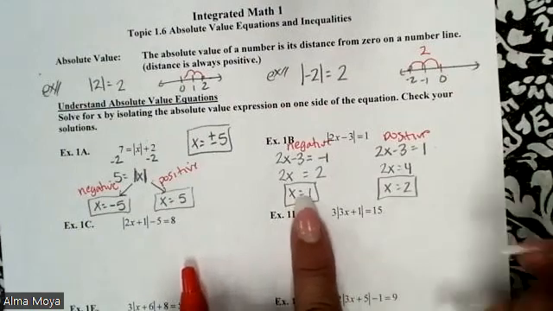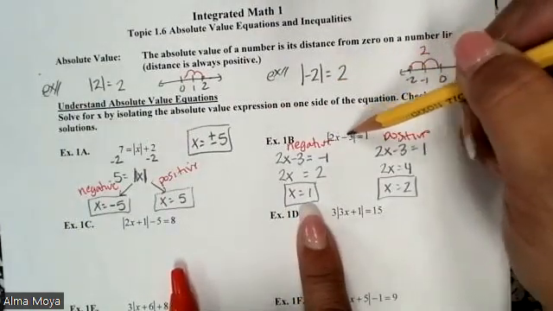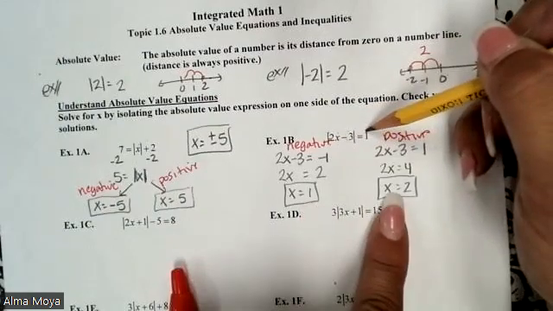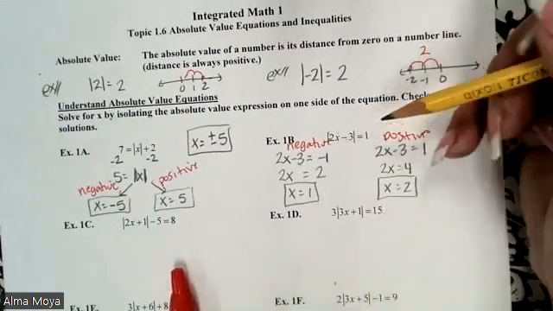If we go back and check our answer, 2 times 1 is 2, minus 3 is negative 1, and the absolute value of negative 1 is 1. When I plug in 2, 2 times 2 is 4, minus 3 is 1, absolute value of 1 is 1.